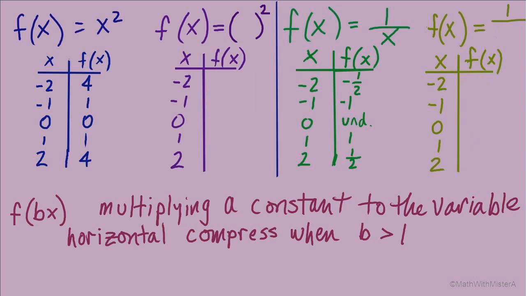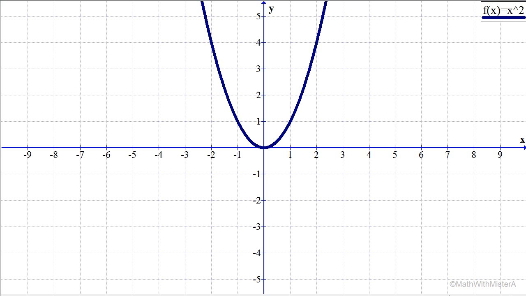Let's look at when we multiply by some fractions. So we'll choose 1/2 times x inside the function. We see these ordered pair results. When x is -2, we multiply by a half, so we're down to -1, and -1 squared is +1, and we get the rest of these results. For x equals 1, 1/2 of 1 is a half, and then 1/2 squared is 1/4. Let's take a look at the graph.